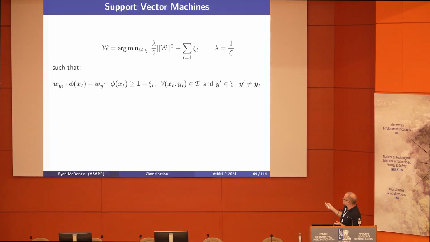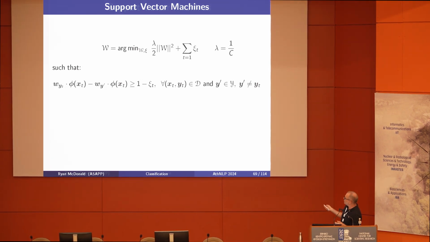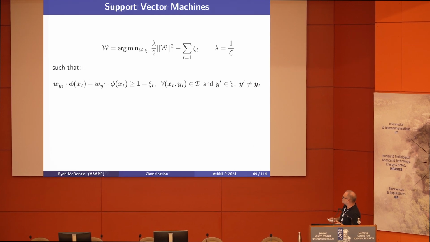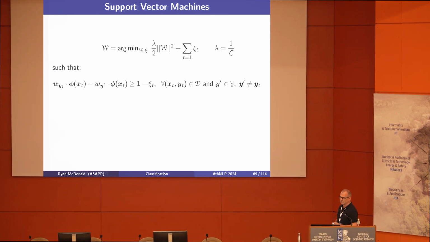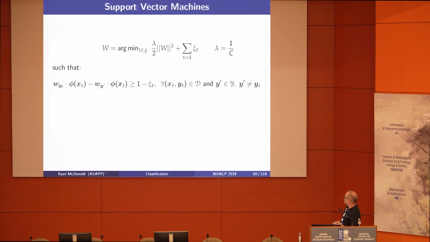Let's rewrite that a bit. I'll define a new variable lambda, which is 1 over C. I'll multiply the whole function by lambda, and I'll get rid of the C over here. So now I have this function here. This is just a notational convenience.